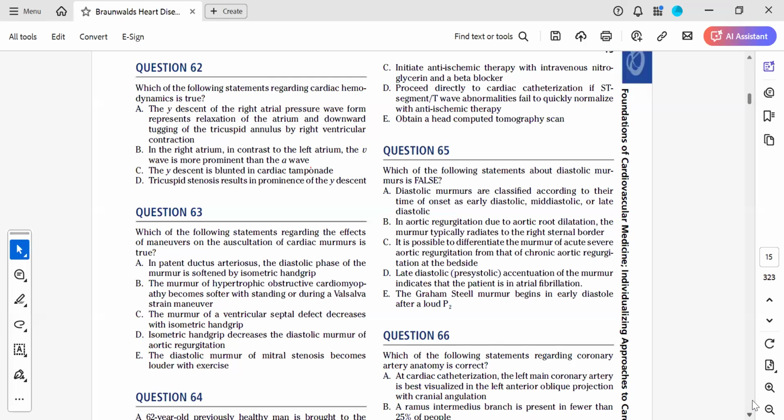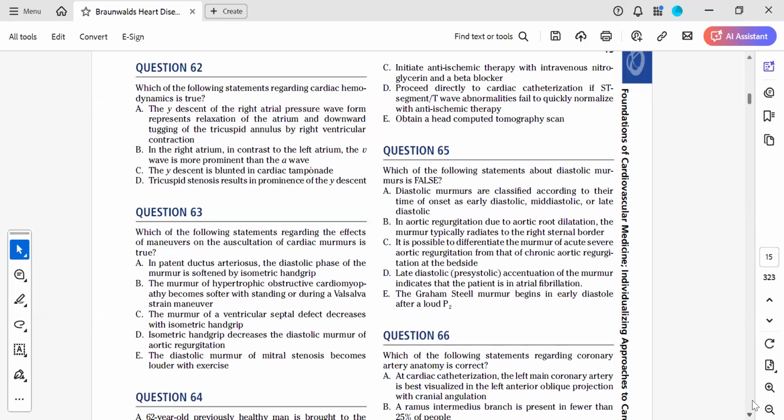Option C says the Y descent is blunted in cardiac tamponade. Remembering that the Y descent occurs when there is atrial emptying into the ventricle. In cardiac tamponade, there is a fixed volume of blood in the cardiac chambers.